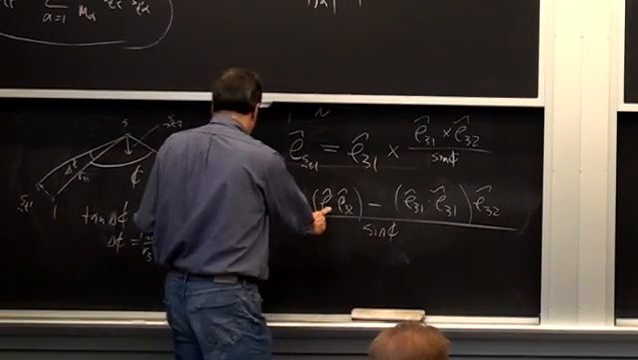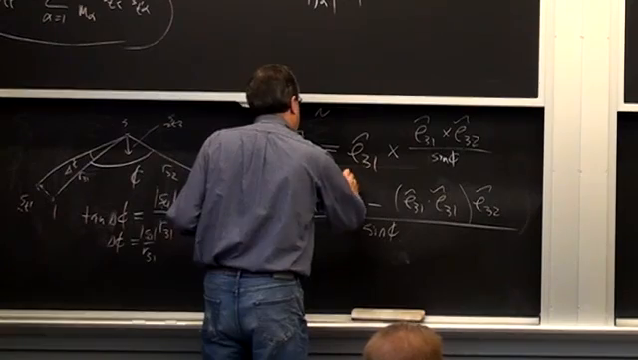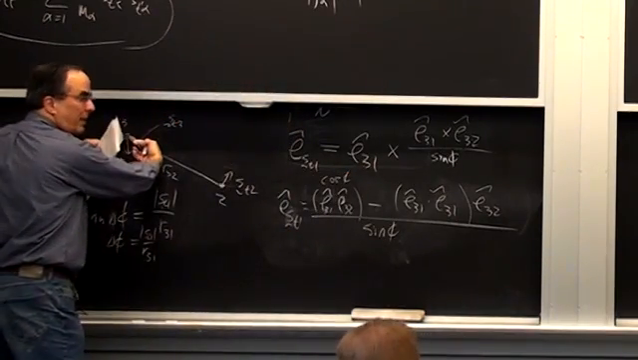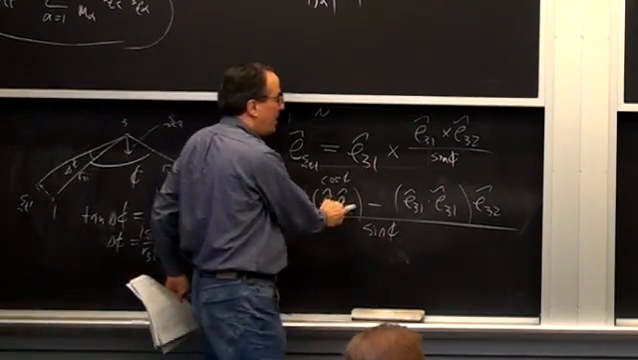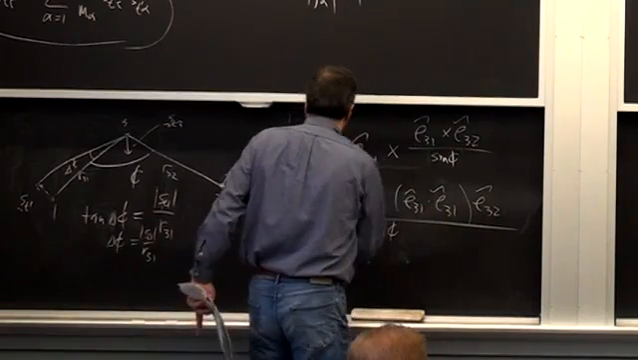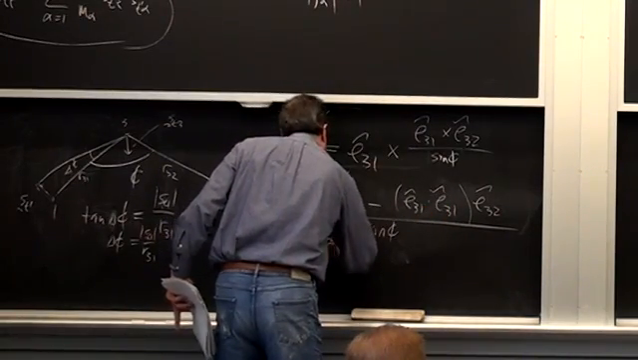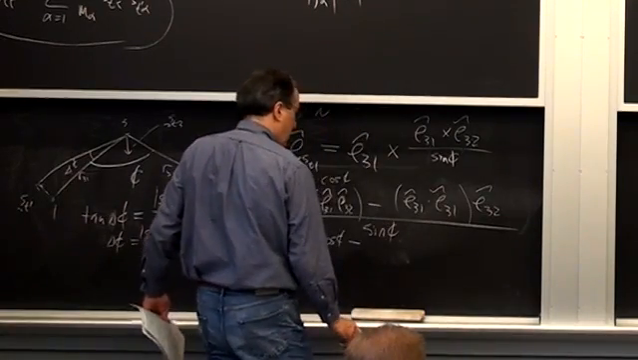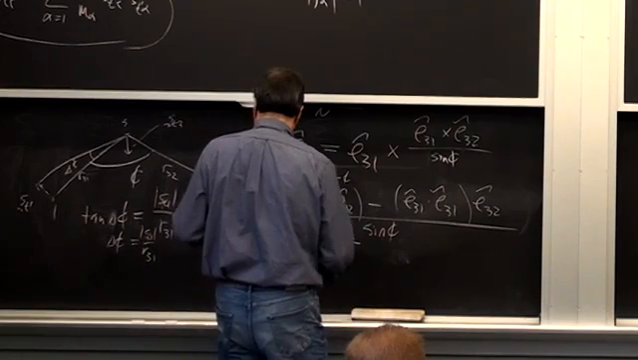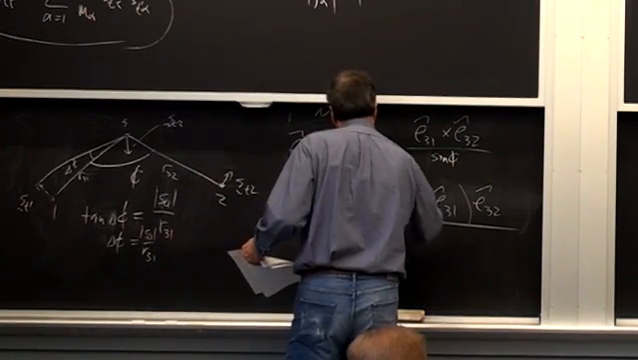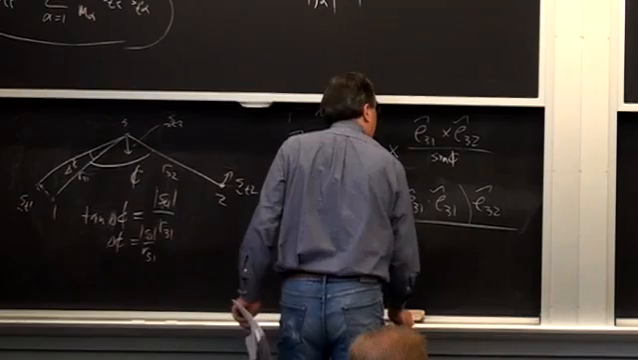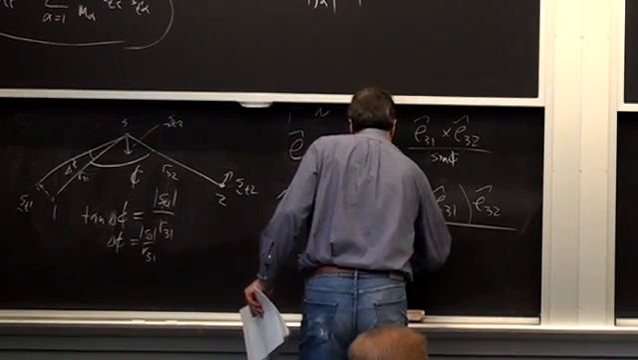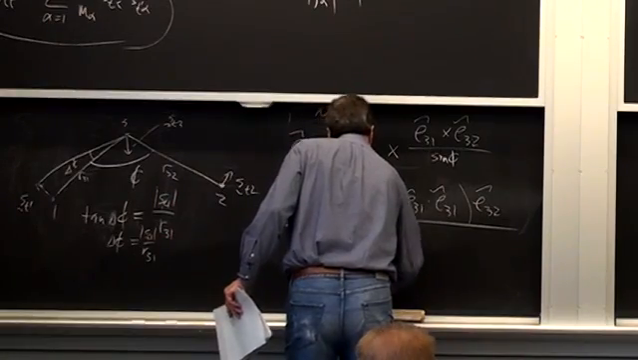And now, what is this? Well, this one is just cosine phi, because it's these two unit vectors. The dot product of two vectors is the magnitudes, both 1, times cosine. And so this is just cosine phi. This is 1. And so we have cos phi minus, I'm missing something. E31 was here. So we have cosine phi E31 minus E32 over sine phi.